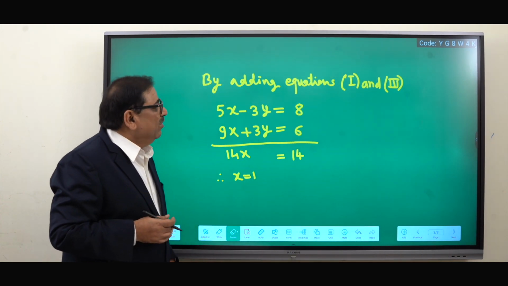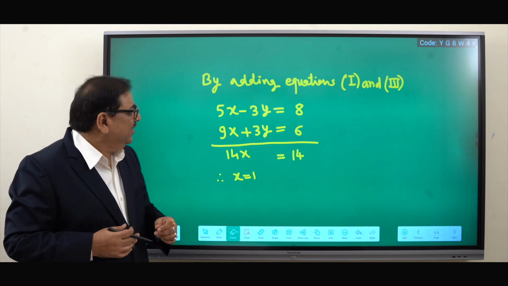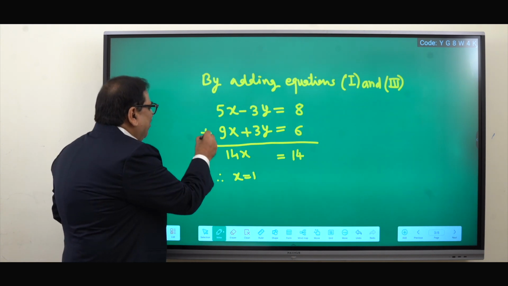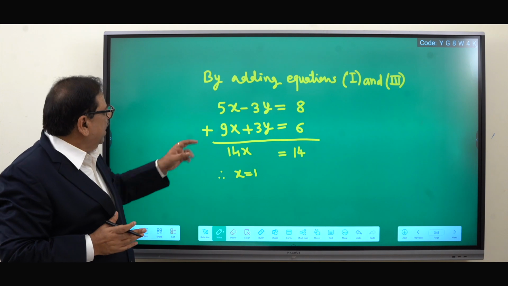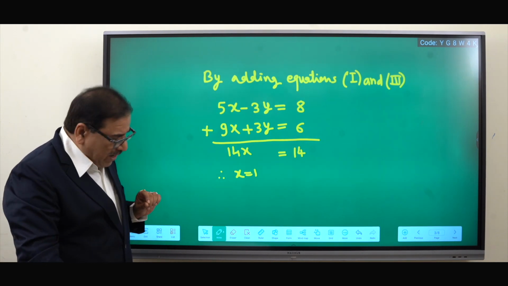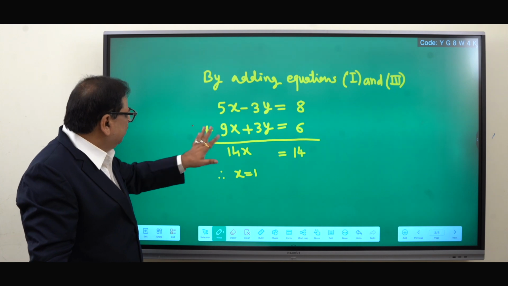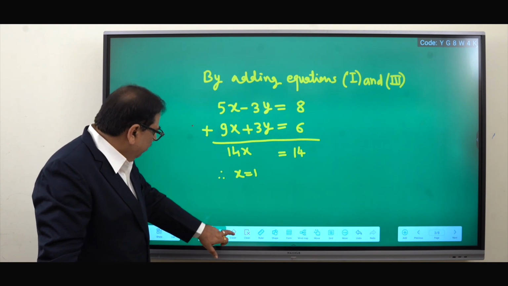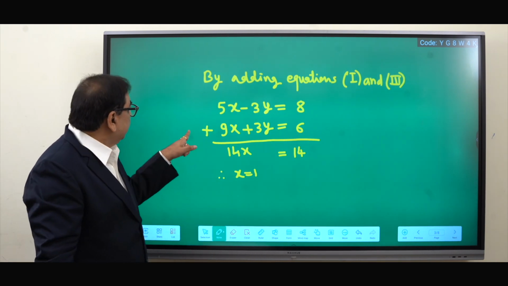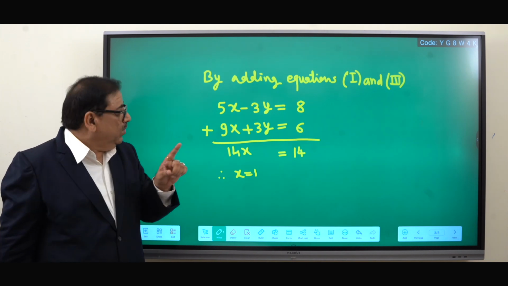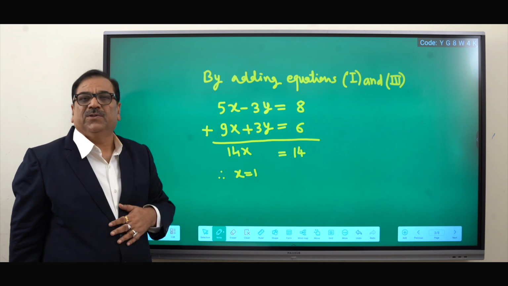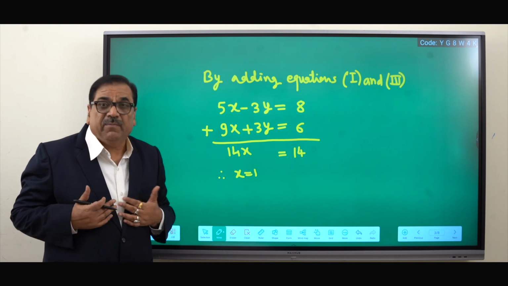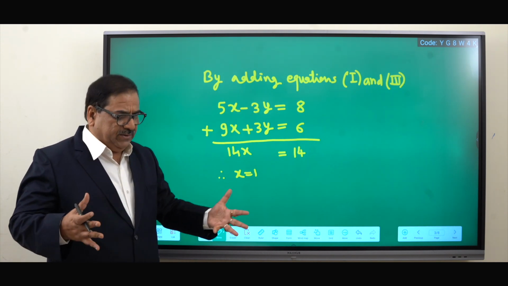Now we will add equation 1 and 3. This is equation 1, this is equation 3, and we are adding these two equations. When we add, 9x is plus, it will remain plus. 3y is plus, it will remain plus. 6 is plus, it will remain plus. But sometimes if we subtract, then the sign of all members will be changed. Here we are going to make addition, and why? Because minus 3y plus 3y is equal to 0.